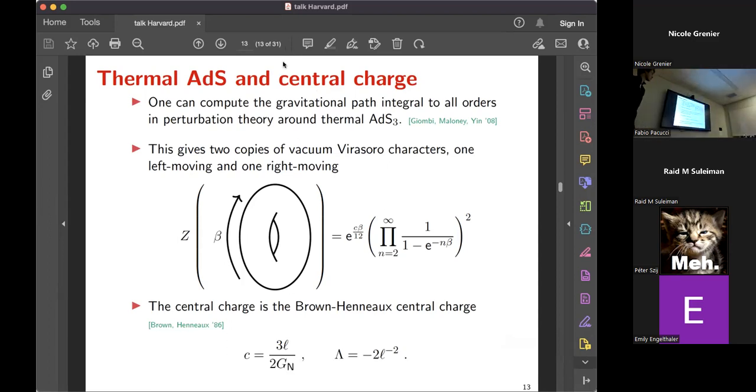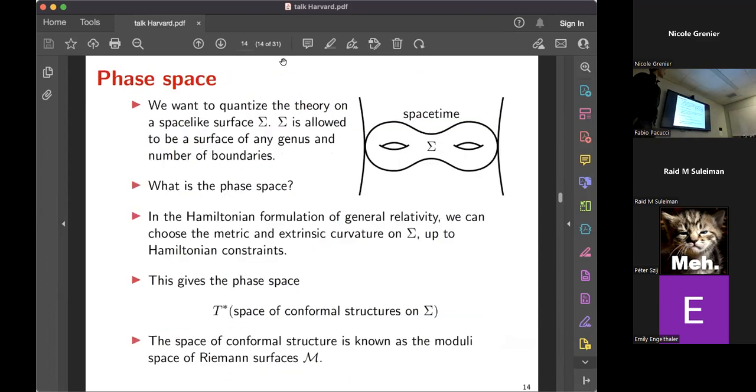So I want to go in the direction of quantizing this theory. So I'll now discuss the phase space. The picture you should have in mind is that there is some spatial slice of your 3D gravity theory. So it's a two-dimensional surface, some kind of Riemann surface. It has some number of handles. That's the genus of the surface. And then this surface evolves into a space-time like that.